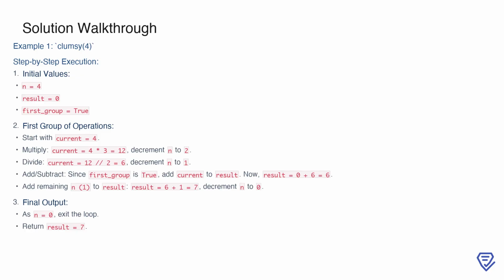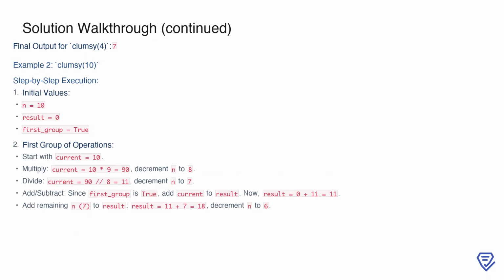First, we multiply current by 3 to get 12, then divide it by 2, resulting in 6. Since this is the first group and first_group is true, we add this current value to the result, making result equal to 6. Afterward, we add the remaining value of n, which is 1, to the result, giving us a final value of 7. Since n has now reached 0, we exit the loop and return the result, which is 7. The final output for clumsy 4 is 7.